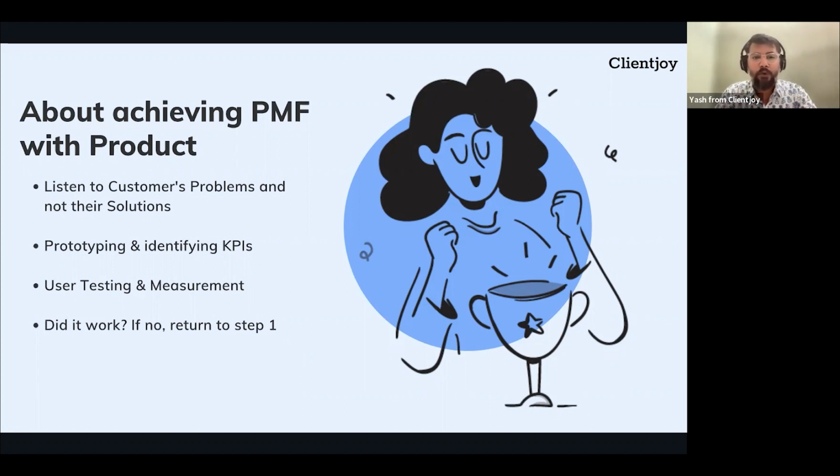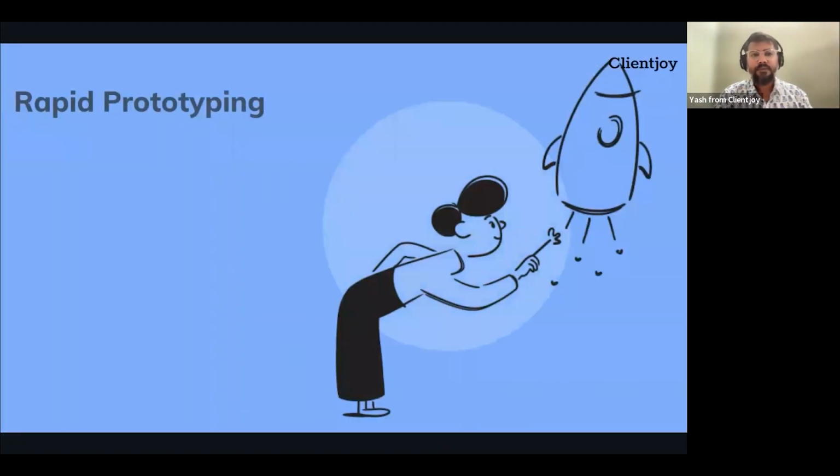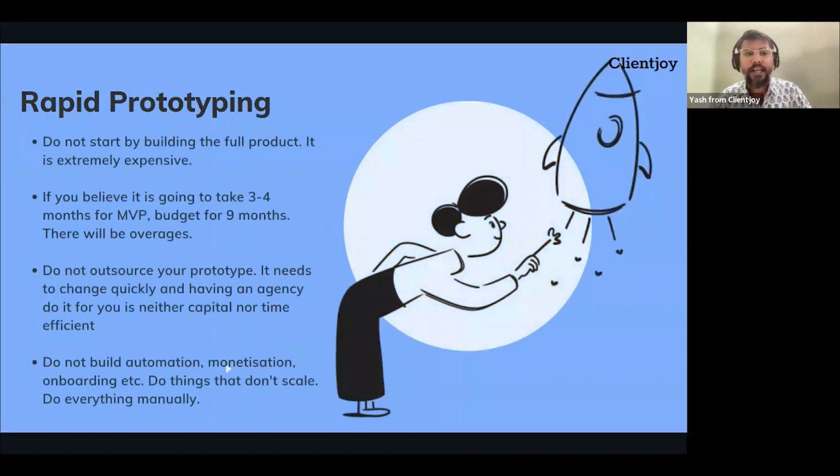The next is prototyping and identifying KPIs, which is something that we'll talk about. User testing and measurement also is something that we'll talk about. If it worked, great. If it didn't, you go back to step one, right? So you start again listening to customers' problems, not to their solutions. You prototype, identify KPIs, test it, measure it, and then run the loop over and over and over again, right? And so let's talk about rapid prototyping.